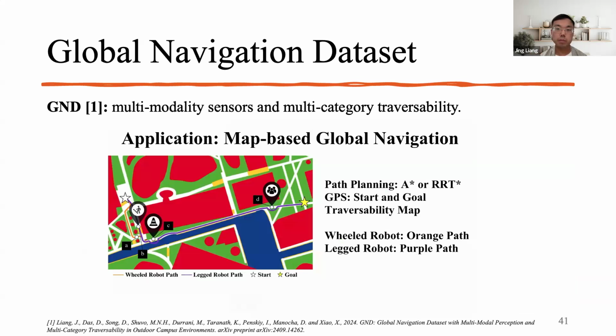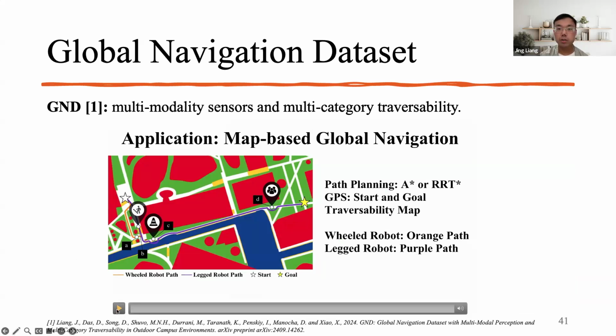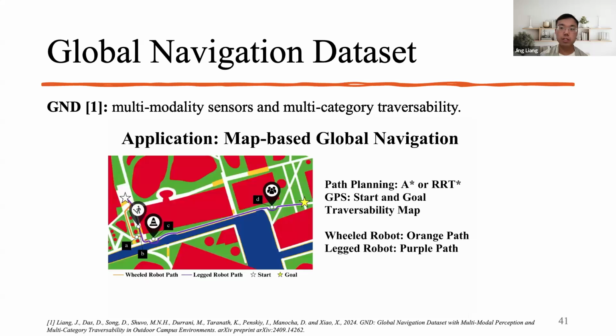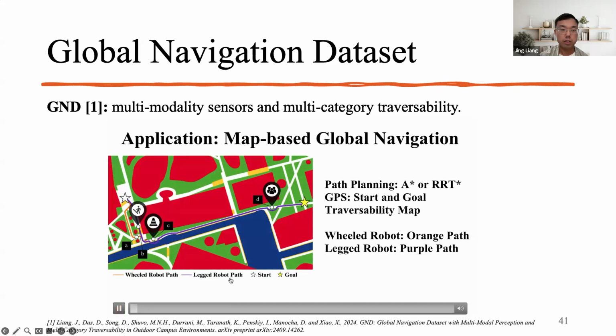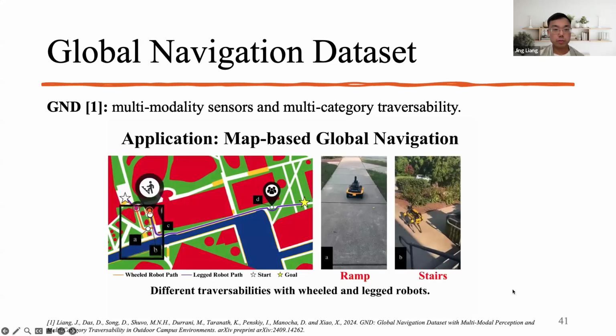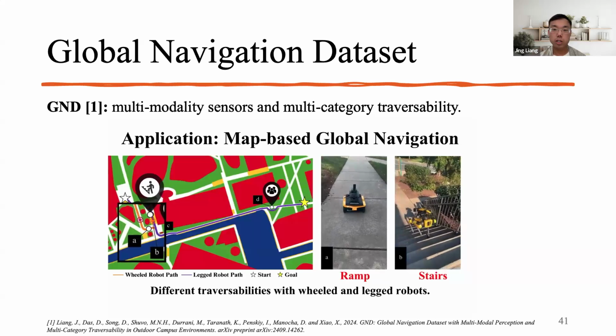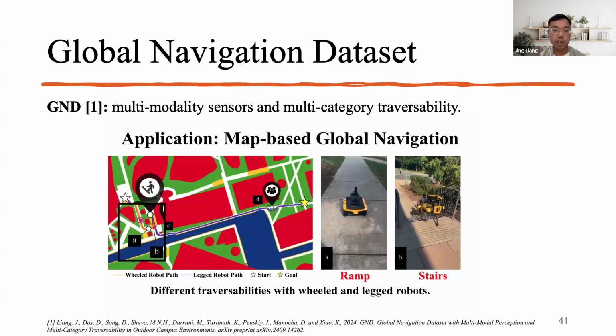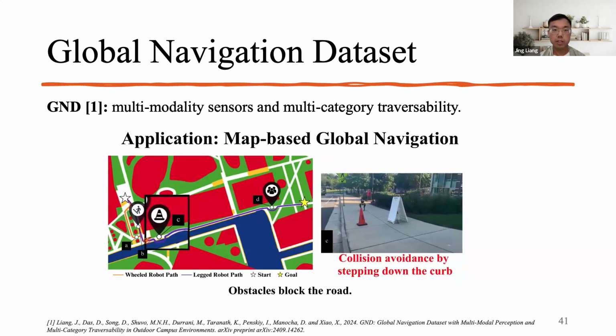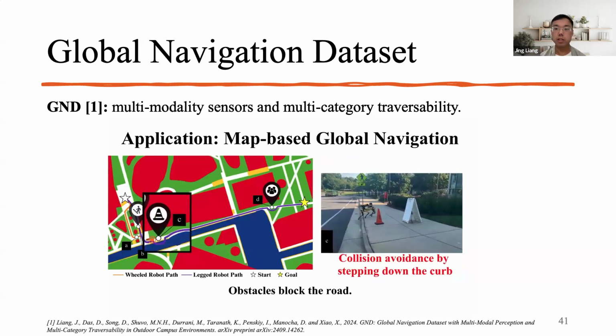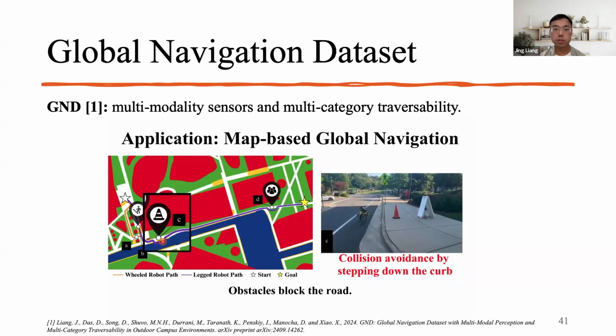We also did some map-based global navigation experiments with the traversability map to evaluate its accuracy. For path planning, we use RRT star to generate trajectories given the GPS start and goal positions in the traversability map. As we can see, different types of robots can run on very different traversabilities, and the legged robot can also go over curbs or off-road terrains to avoid collision.